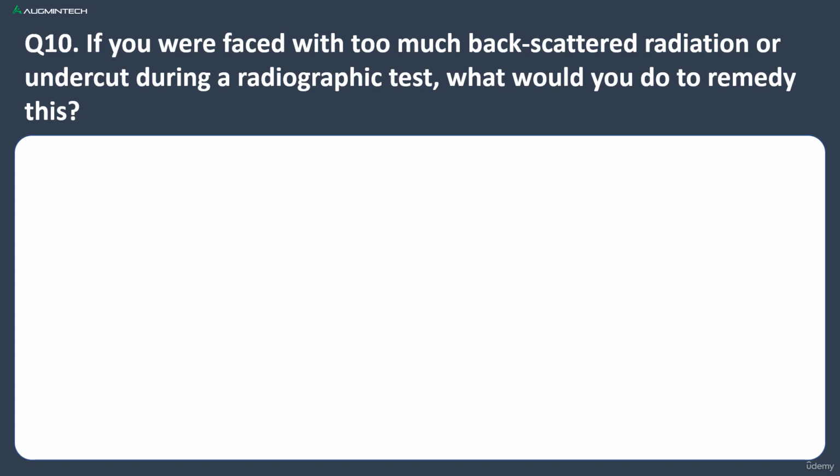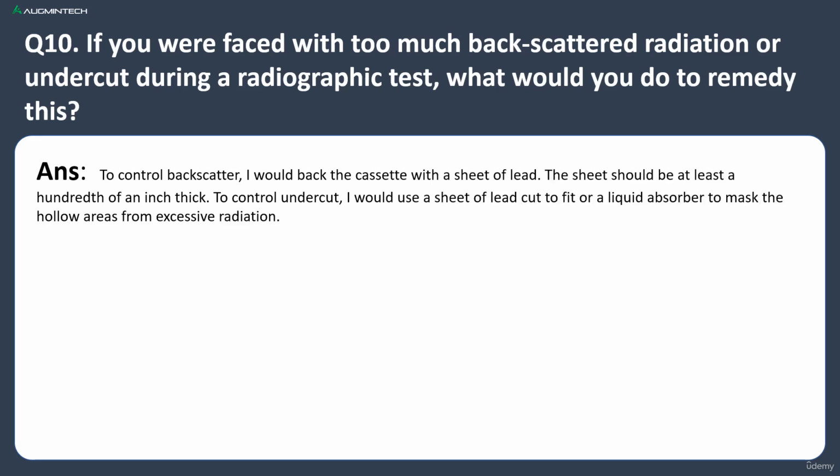Now, our very last question is, if you were faced with too much backscattered radiation or undercut during a radiographic test, what would you do to remedy this? You can say that to control backscatter, I would back the cassette with a sheet of lead. The sheet should be at least a hundredth of an inch thick, and to control undercut, I would use a sheet of lead cut to fit or a liquid absorber to mask the hollow areas from excessive radiation.